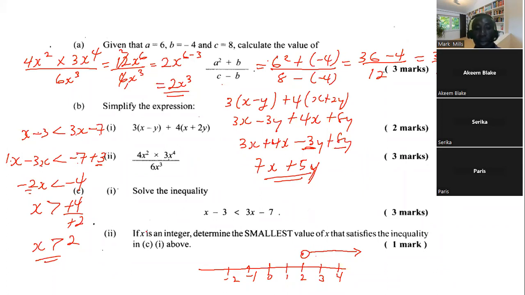Because they ask you, if x is an integer, determine the smallest value that satisfies the inequality. So if you draw the number line and you check at the 2, you realize that the smallest number here would be 3, 4, 5, 6, 7. The smallest number is 3. So here we say x is equal to 3.